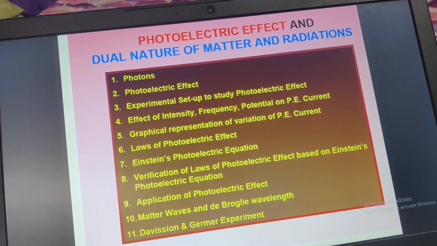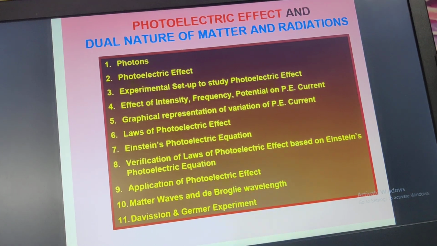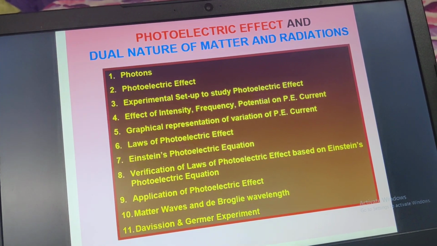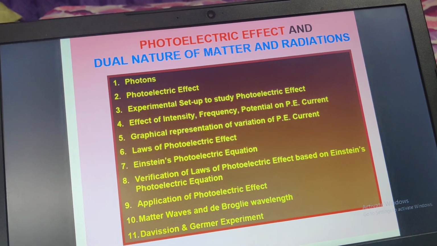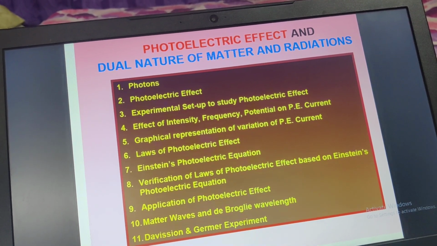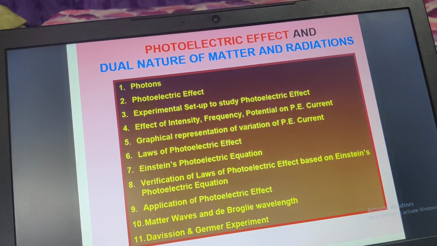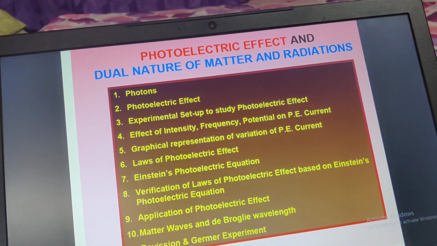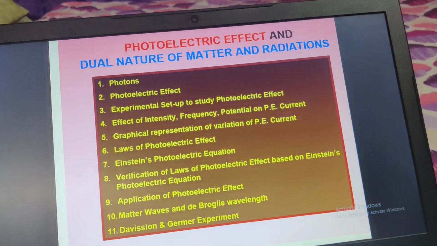So it is also affected by inhomogeneities. The other feature is that the magnitude of the photoelectric current is proportional to the intensity of the light source, and also the energy of the photoelectrons is independent of the intensity of the light source.